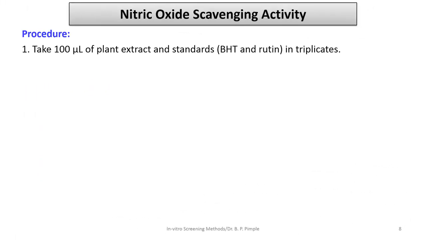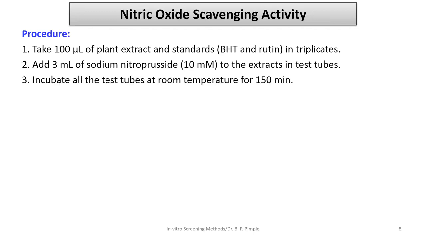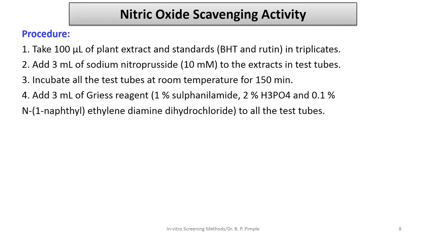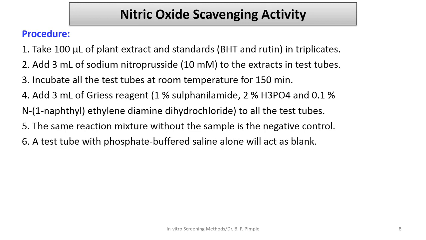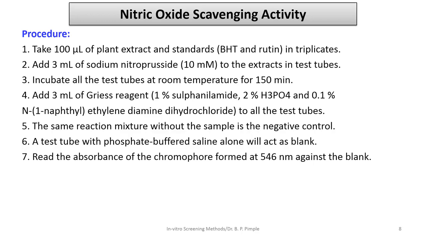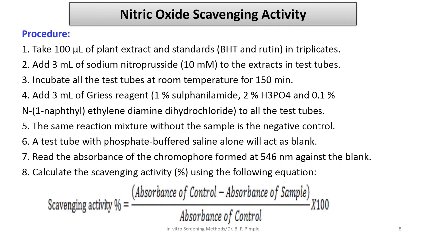About the procedure, 100 microliters of plant extract or standard is added in the respective test tubes. Three to four test tubes are to be maintained: control, blank, standard, and sample. 3 ml of sodium nitroprusside is added and incubated. Then 3 ml of Griess reagent is added. A similar reaction mixture without addition of sample serves as a control test tube, which we require for the calculation. The absorbance is read at 546 nanometers, and the absorbance of blank is subtracted from this. Then these readings of control, standard, and sample are put into the formula for determination of scavenging activity.